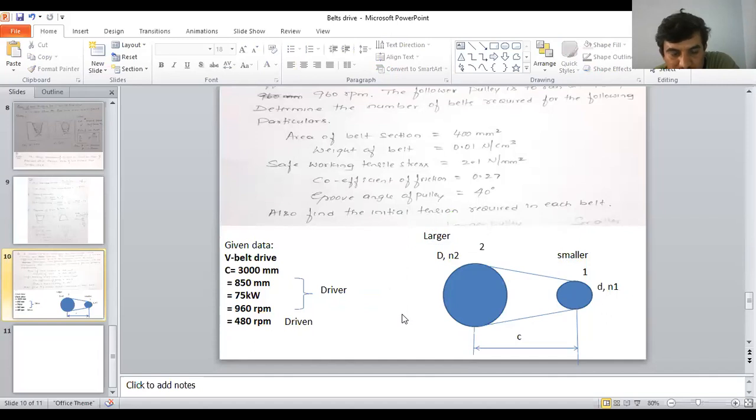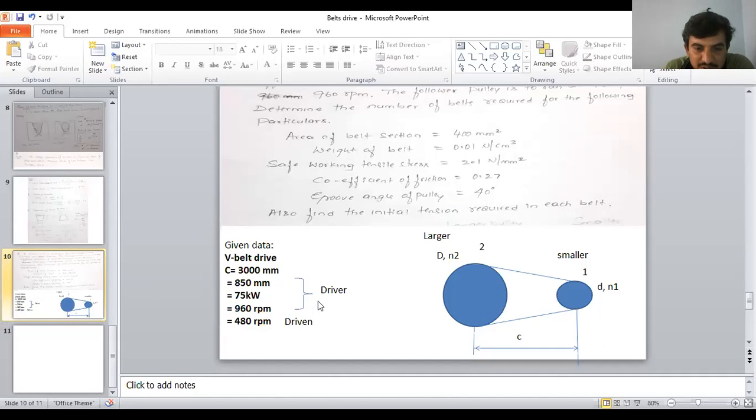How did you say smaller is driver, larger is driven? Considering speed, sir. Yes, considering speed, the speed and diameters are inversely proportional. If speed is more, diameter is less. Here the driver has 850 mm diameter, 75 kilowatt power, and 960 rpm.